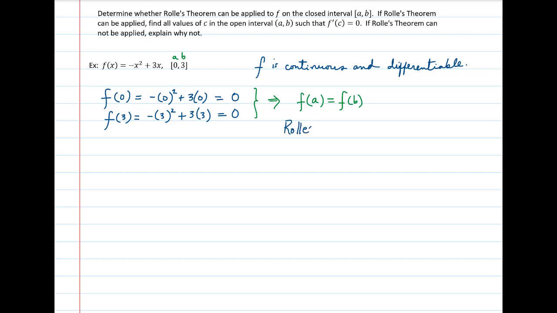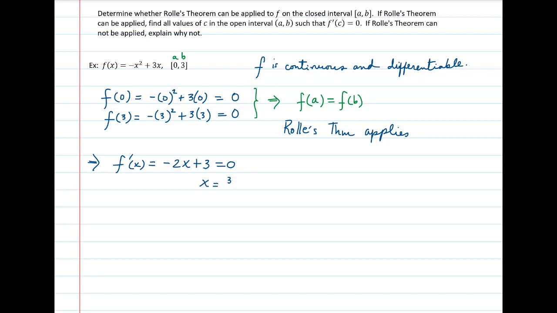All right, since all the conditions of Rolle's theorem are met, then Rolle's theorem does apply. So let's go ahead and find the c in between 0 and 3, some number between 0 and 3, where the derivative is equal to 0. Okay, we find the derivative first. That's a pretty straightforward calculation.